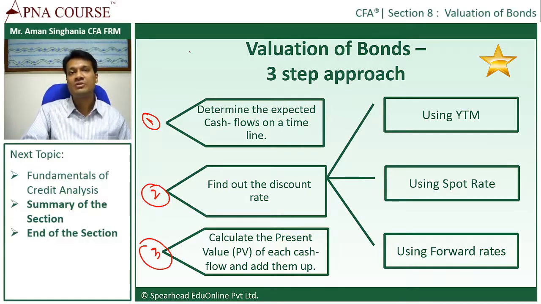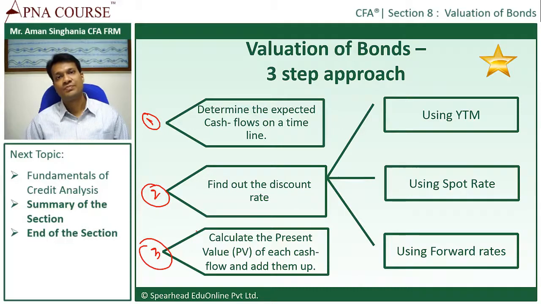For any bond that you are planning to buy or you would have bought, put down the expected cash flows on a timeline. The second step is find out the discount rate that you would be using to calculate the present value of each cash flow. And the third step is calculate the present value of each cash flow using the discount rate and add them up. When you add them up, you get the price of the bond.